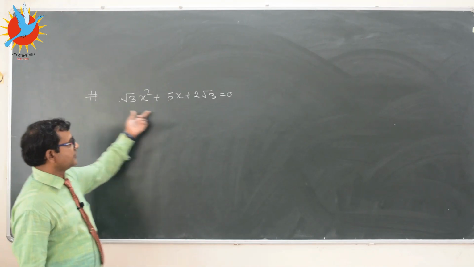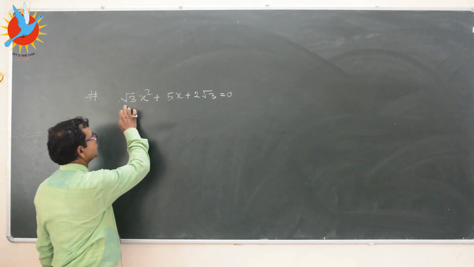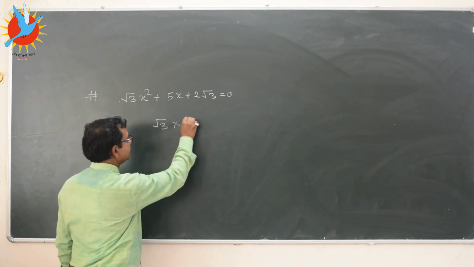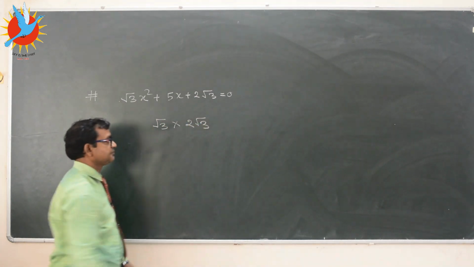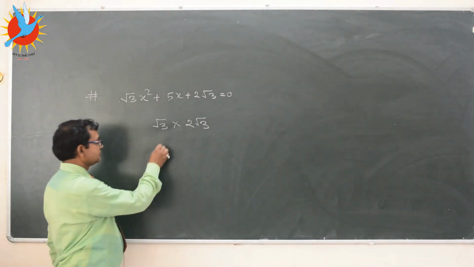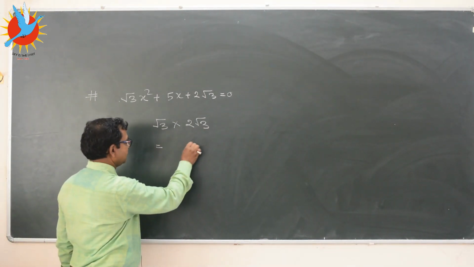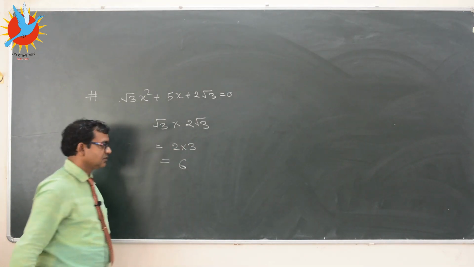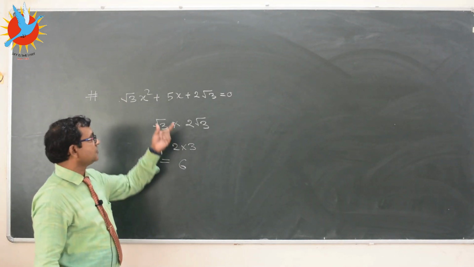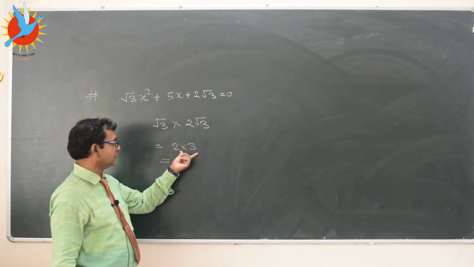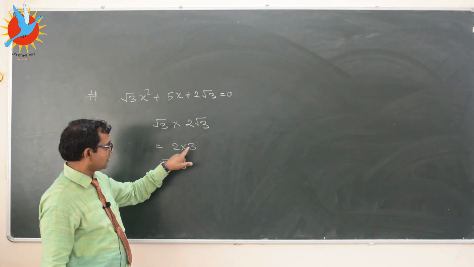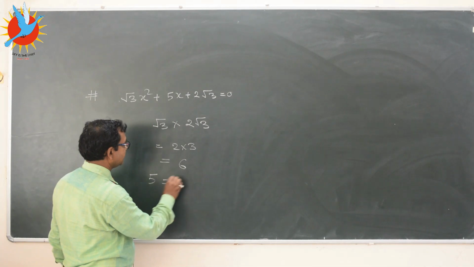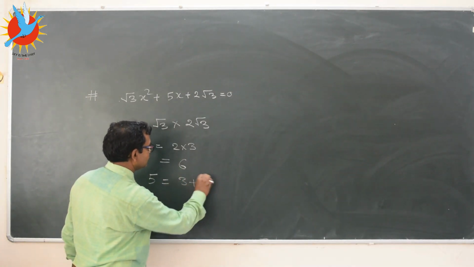To solve this quadratic equation, we have to multiply root 3 and 2 root 3 first. Root 3 multiplied by 2 root 3 will become root 3 times 3 multiplied by 2, and this will become 6. Now the factors of 6 are 2 and 3, and the sum of 3 and 2 is equal to 5. So we can have, at the place of 5, 3 plus 2.